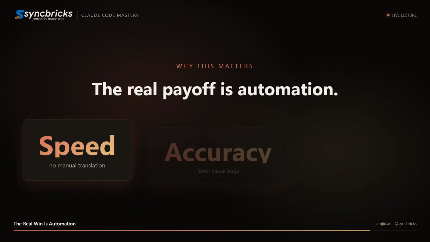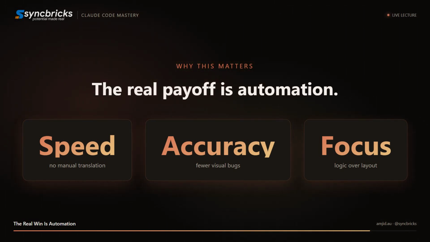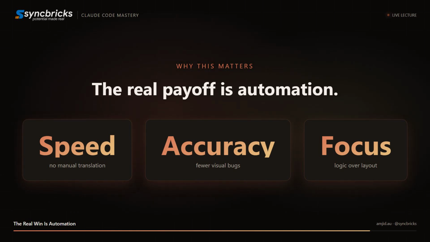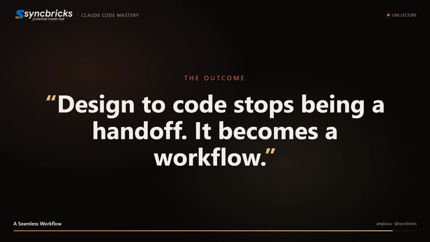The key benefit of Figma integration is automation. Instead of manually translating designs into code, the system handles the conversion, reducing errors and saving time. This allows developers to focus on logic and functionality rather than repetitive UI implementation. Figma integration transforms the design-to-code process into a seamless workflow, improving speed, accuracy, and collaboration across teams.